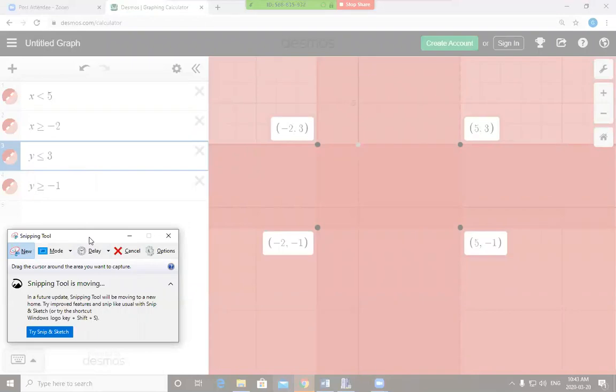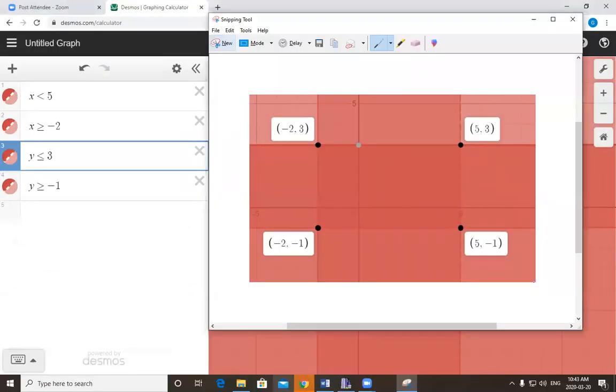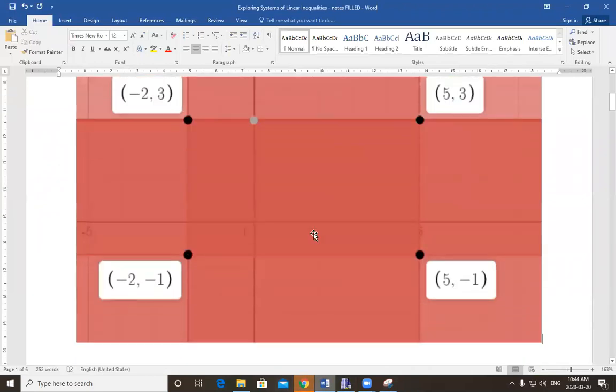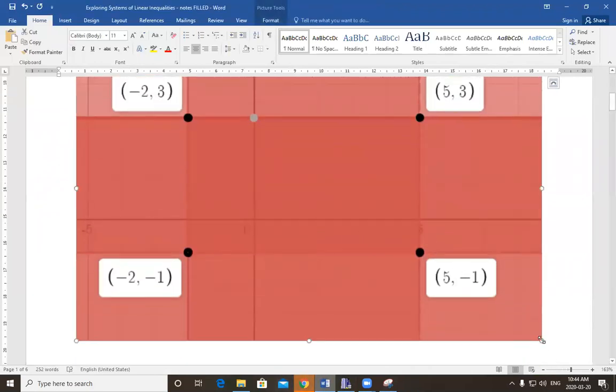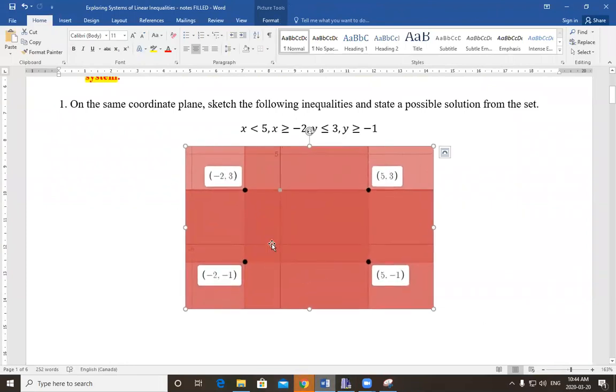Please move it off to the left or the bottom, and we'll crop the picture. So there is our graph. We'll right click copy. We'll go to our notes and we will put it in there. Control paste. It's really big right now, so we will just make it smaller. And there is our graph. So we have our system of linear inequalities. We have all four of them graphed, and we have clearly the solution region.